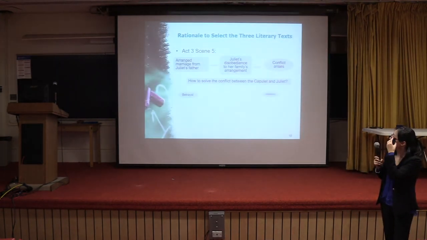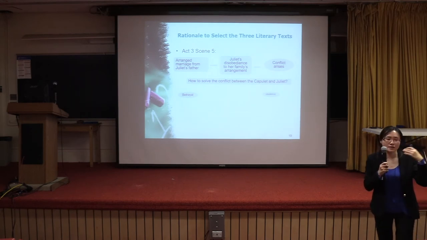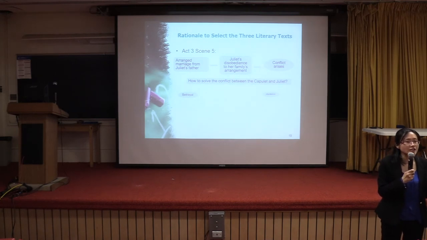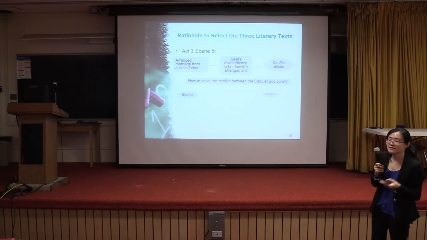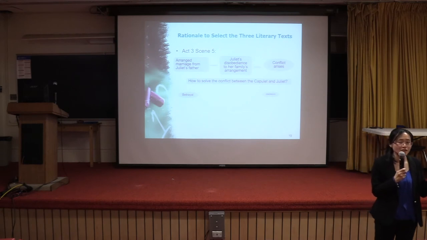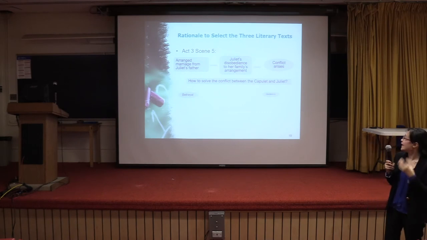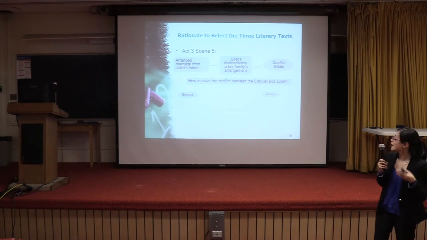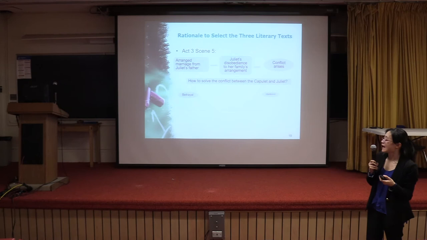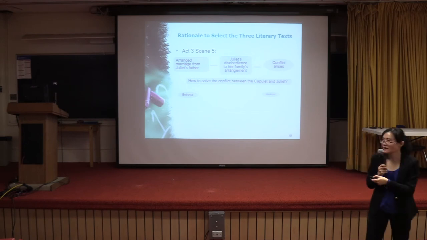And the second one, Act 3, Scene 5, reminds us of Juliet's marriage. It is an arranged marriage from her family, from her mother and father. Juliet is reluctant to accept this marriage and is trying to disobey her family's arrangement. So in this act, the conflict arises. How can we resolve this conflict? How do we solve the conflict between Capulet and Juliet? Capulet is Juliet's father. So that is the second thing, like the summary of it.